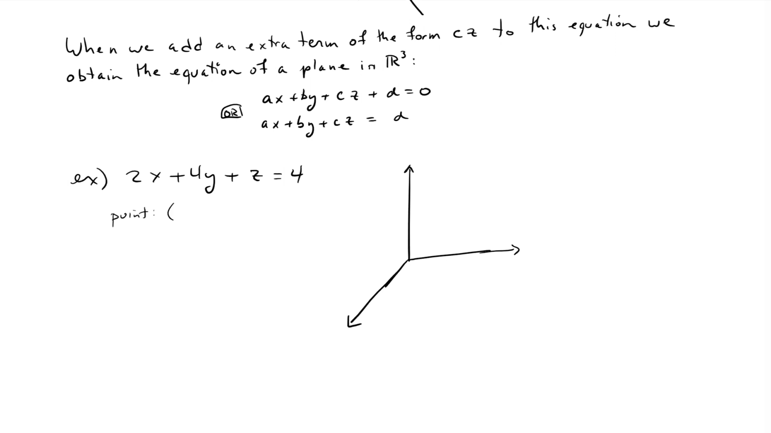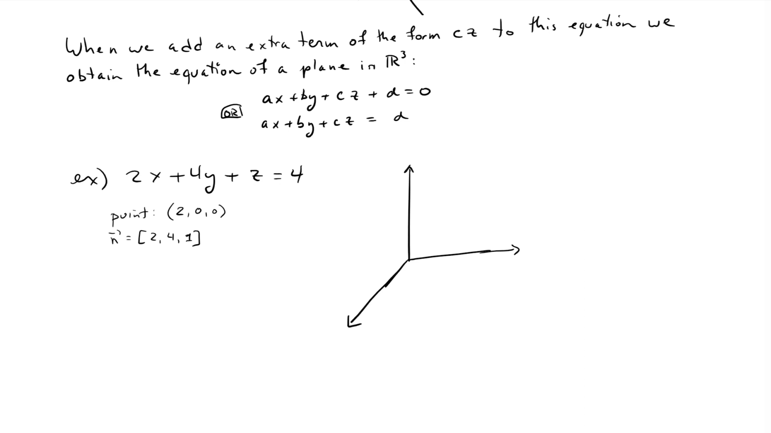For example, I could set x to 2, in which case y and z are both 0. Maybe the other way around, actually. Set y and z to 0 and solve for x, you get x equals 2. And a normal vector is obtained by looking at the coefficients of x, y, and z. Right, so it passes through (2, 0, 0), and it's perpendicular to (2, 4, 1).